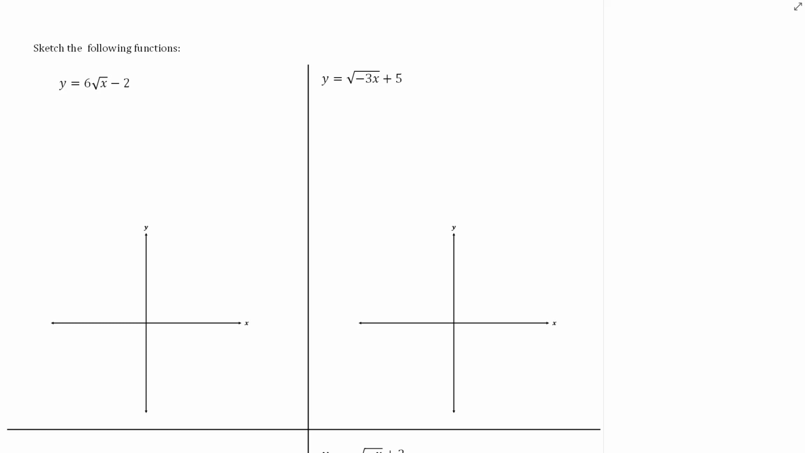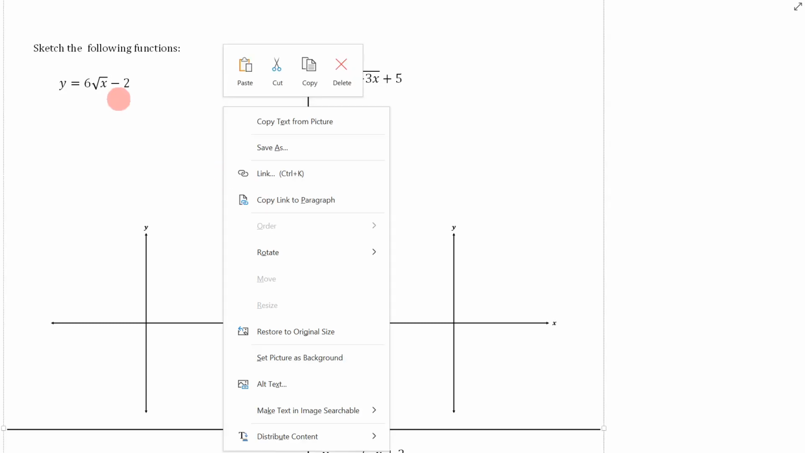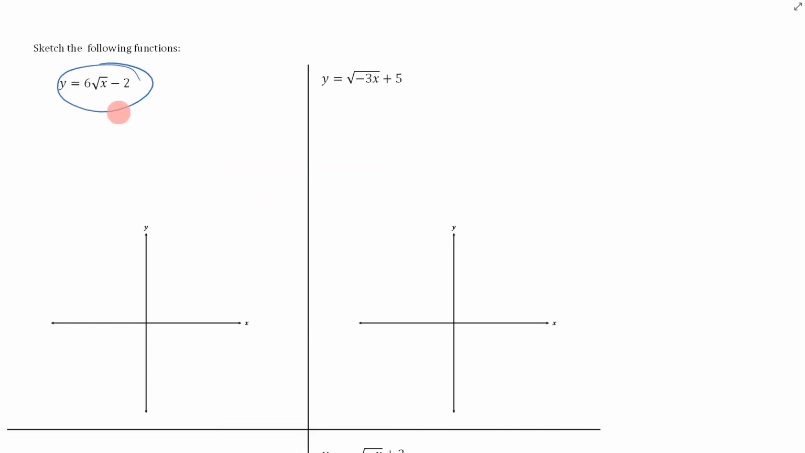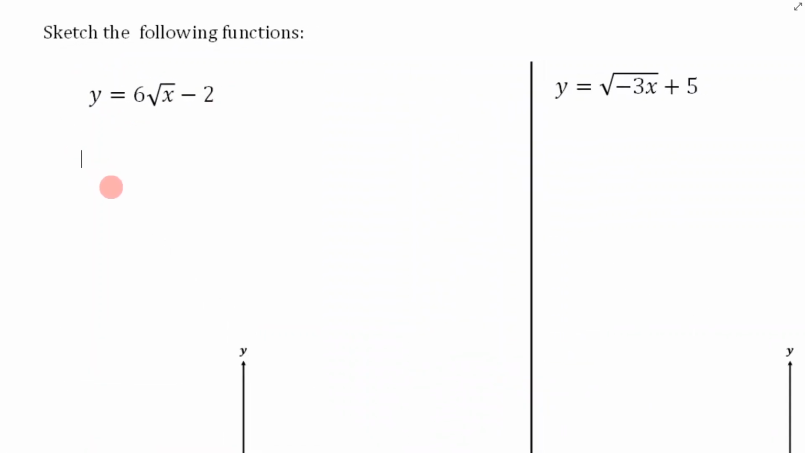Welcome. So we are now going to sketch some square root graphs. Let's begin by sketching this one before us. What we're going to first look at is the different components that it has.